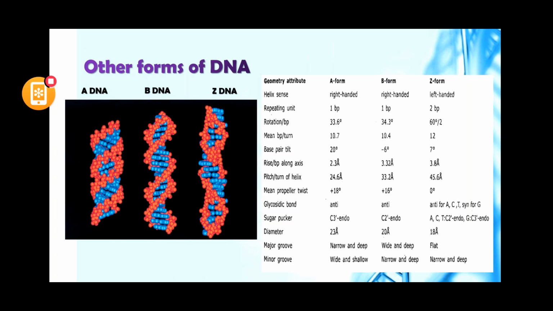Okay, now the major groove and minor groove. Because of the zigzag nature, the major groove is mostly flattened. You usually can't see it in the figure. You can see it in the left side, the Z form of DNA. It's completely flattened, but you can somehow see the narrow groove. The minor groove is narrow and deep. It's completely narrow and deep.